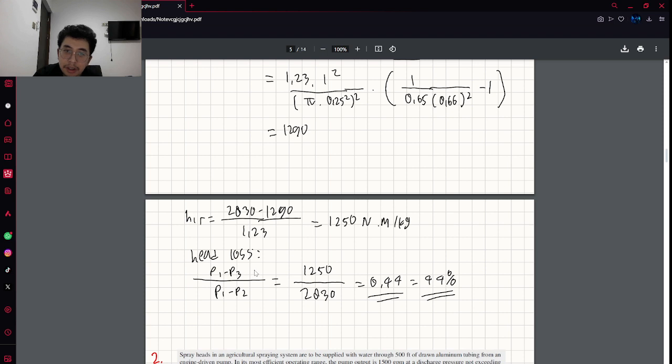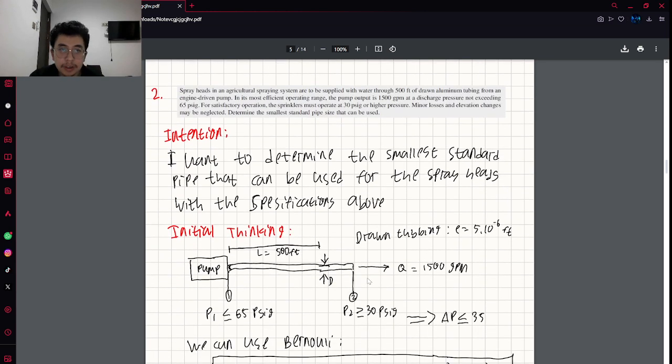Basically, this is a head loss ratio, which determines how big the head loss is. So P1 minus P3 divided by P1 minus P2, which is 1250 divided by 2830, which equals 0.44, which we can multiply by 100 to get 44% head loss. Okay, that's for number one.